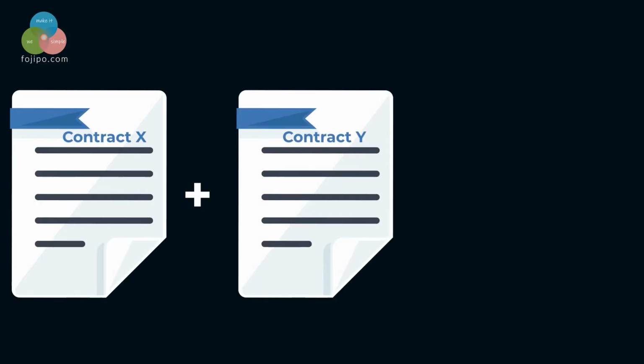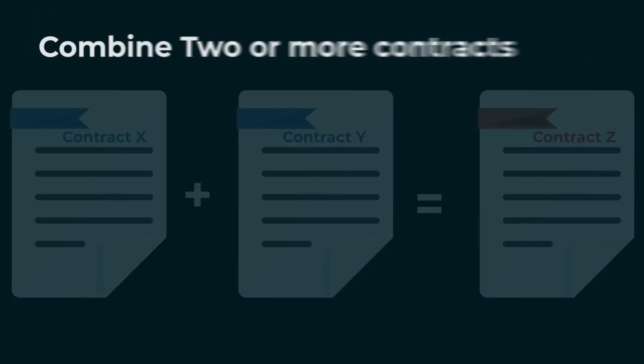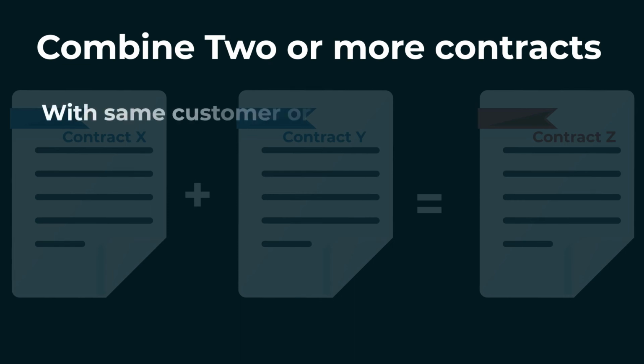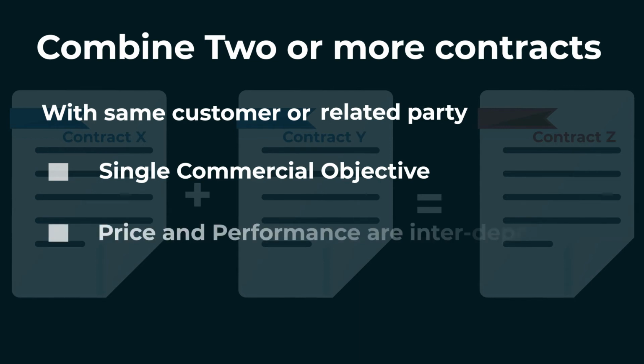Two or more contracts entered into with the same customer or related parties may have to be combined into a single contract for accounting purposes. In case two or more contracts with the same customer or related party satisfy one of the following criteria, then these contracts may have to be combined into a single contract. Contracts are negotiated as a single package with a single commercial objective. The amount of consideration in one of the contracts depends on the price and performance of the other contract, that is, price and performance are interdependent.